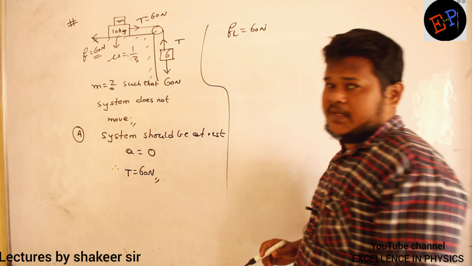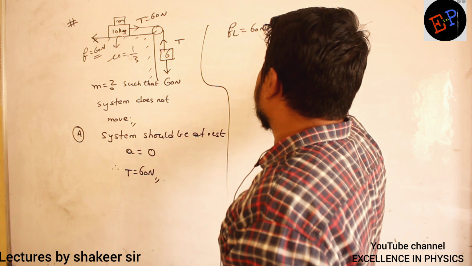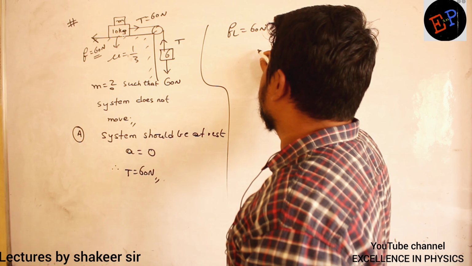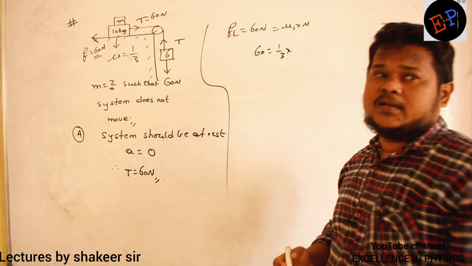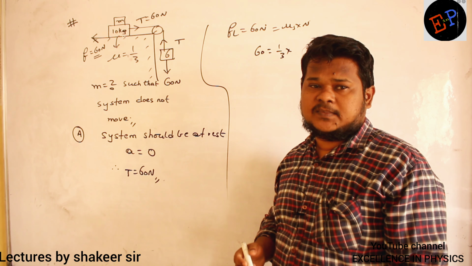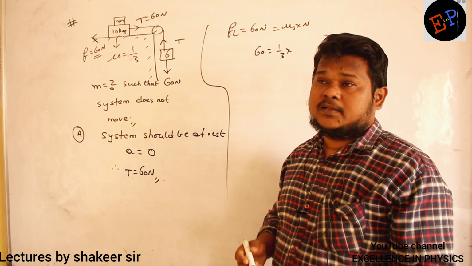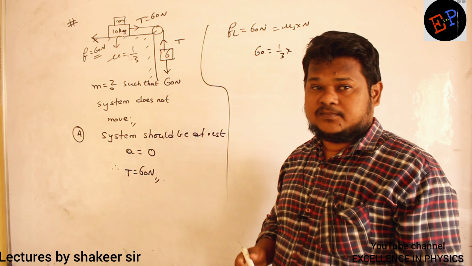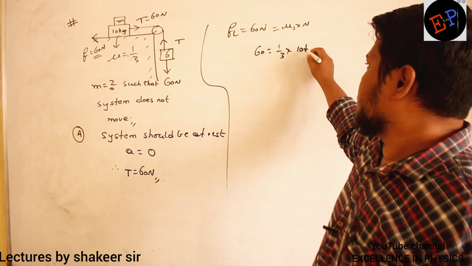Are you able to understand? So the limiting friction formula is mu s into N. The mu s value is 1 by 3. Normal reaction is how much? 100 plus 10. Very good, excellent. Or I can just write 10 plus m into g, no? I can write like this also.